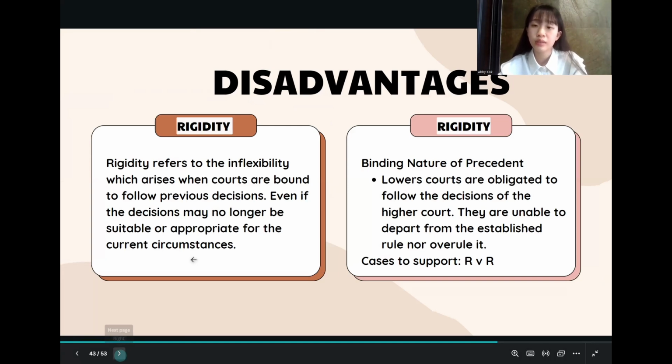Not to mention, there will also be cases that will clash with one another, which will give the judges and the lawyers a harder time to figure out which case they should apply without clashing with other cases.